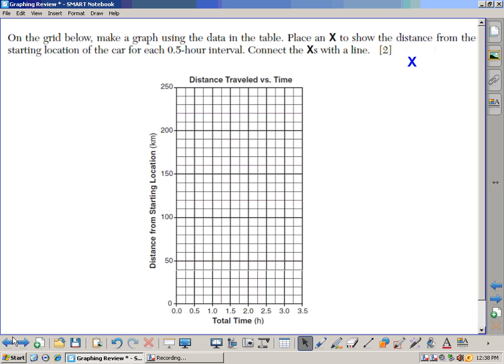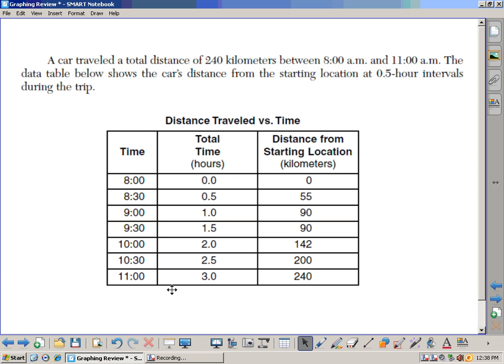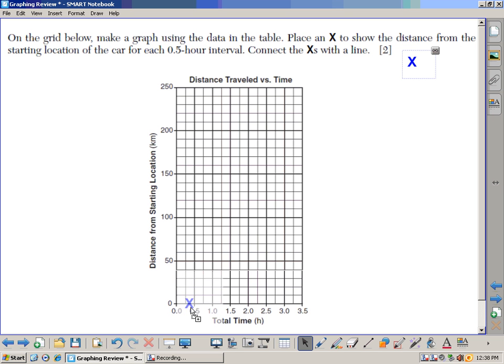And let's look at what we're going to graph. Our first data point at 8 a.m., they had gone 0 hours, and 0 was the distance covered. So that's going to be easy. At 0 hours, our distance is 0. So I'm going to put an X right there on the point 0 hours and 0 for the distance.